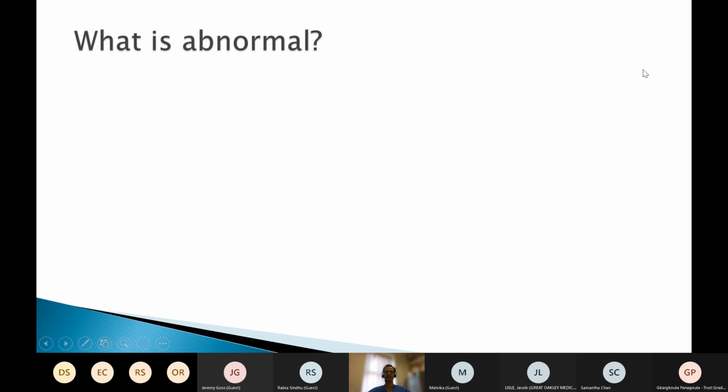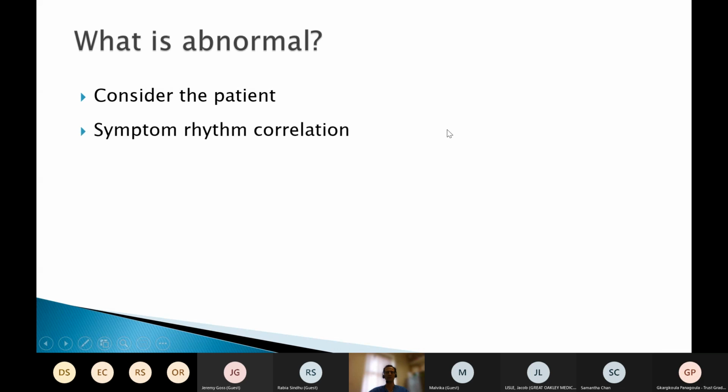It is easier to say what abnormal is, thankfully. And the first thing to say about that is consider the patient. So consider what might be normal for a 30-year-old and what might be normal for a 90-year-old. And absolutely critical is to look at the symptom diary. We need to match up the symptoms with the heart rhythm.